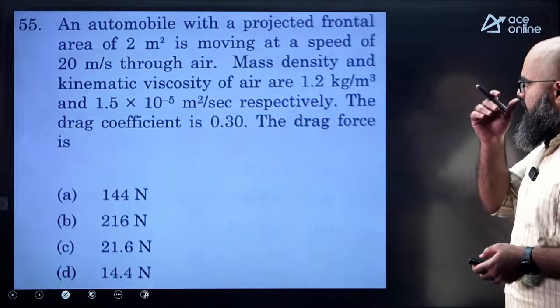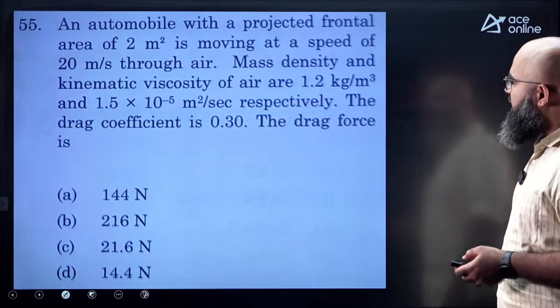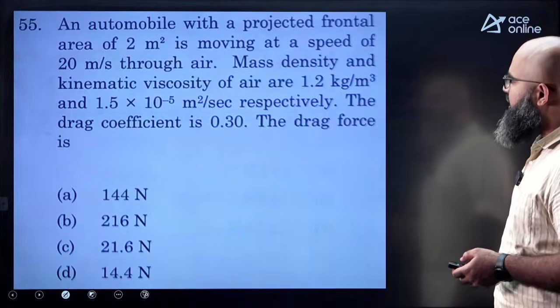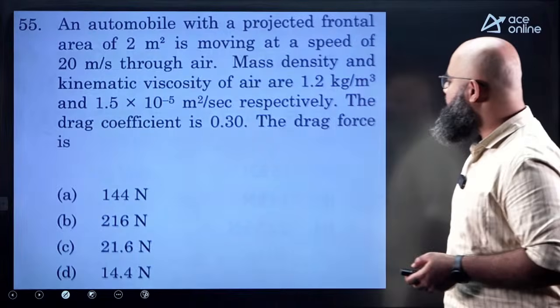Moving further, the question is saying an automobile with a projected frontal area of 2 meters square is moving at a speed of 20 meter per second through air.